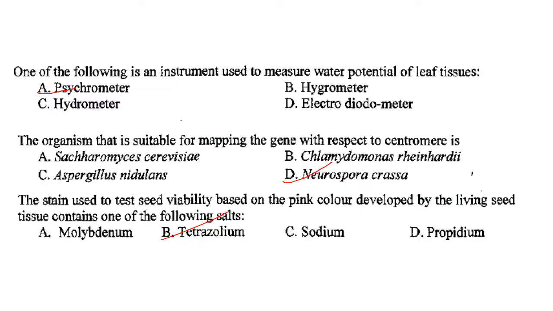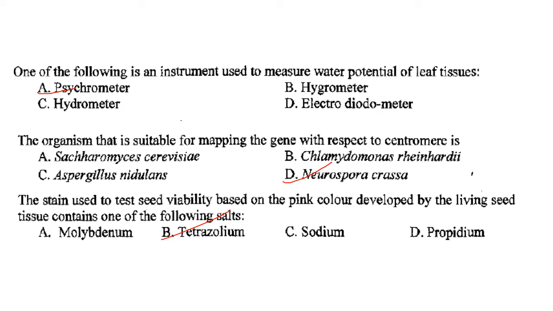So coming to the first question. One of the following is an instrument used to measure water potential of leaf tissues. So it is psychrometer that is used to measure water potential of leaf tissues. Answer is option A. The next one. The organism that is suitable for mapping the gene with respect to the centromere is Neurospora crassa.